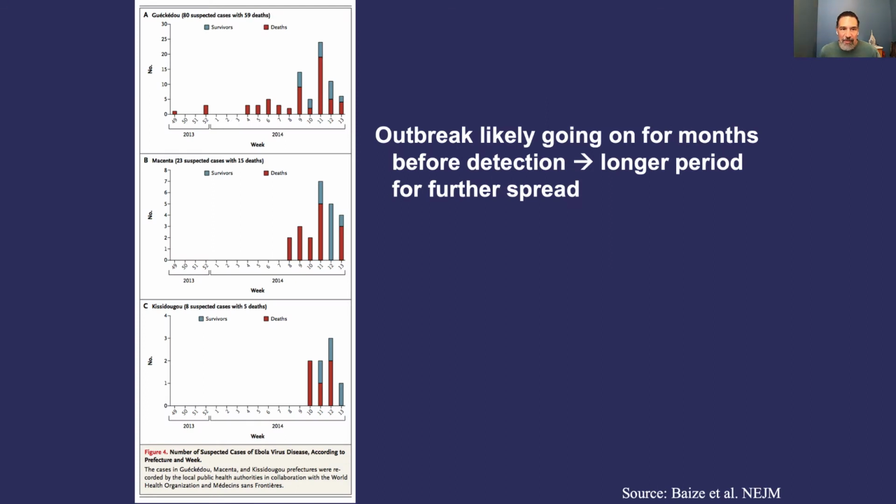From your reading, one way to get in front of an outbreak quickly is to detect it early, and you can see from this graph and from that part of your reading that the outbreaks in each setting were likely going on for some months before they were actually detected, and that sets up the opportunity for a longer period of time that spread can go unchecked before some interventions can happen to limit it.